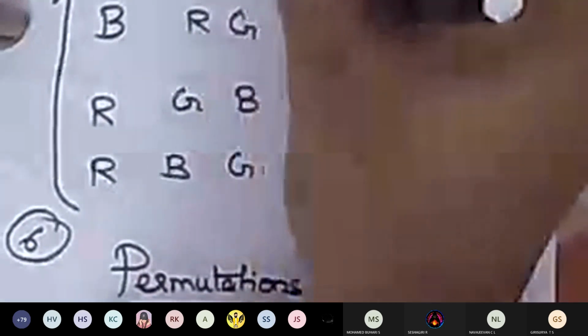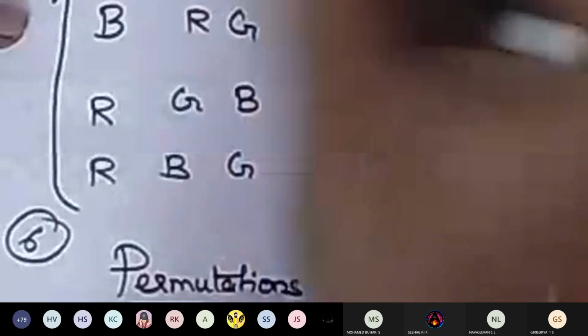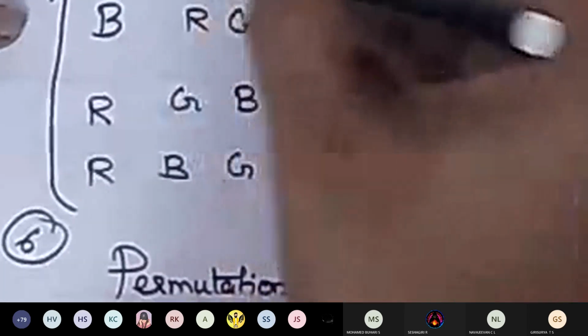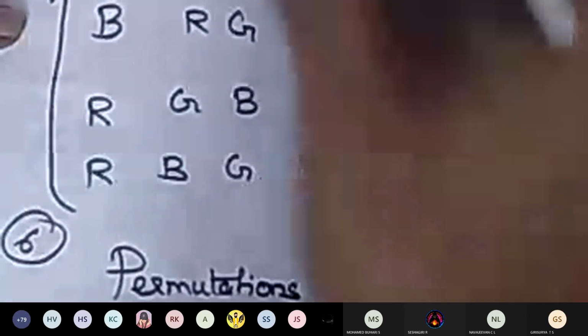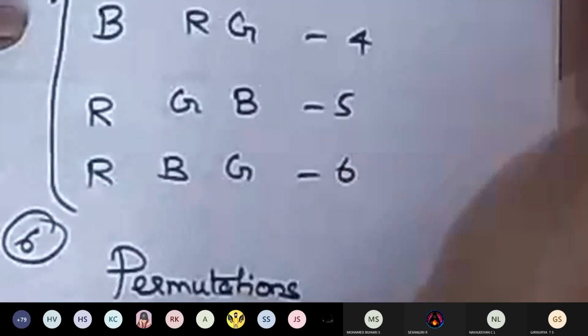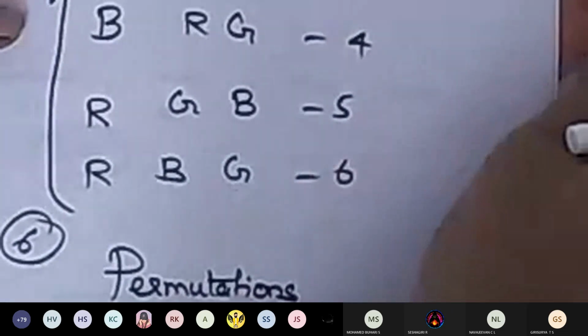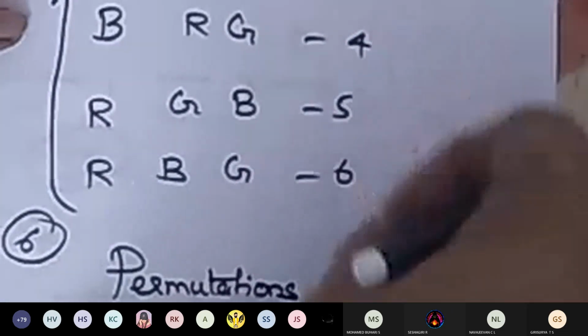Green, blue, red: one way of arranging. Green, red, blue: another way of arranging. Blue, green, red: third way of arrangement. So like that, 6 different ways. This kind of arrangement is called permutation. All possible ways, we will write all the possible ways. That is called permutation.